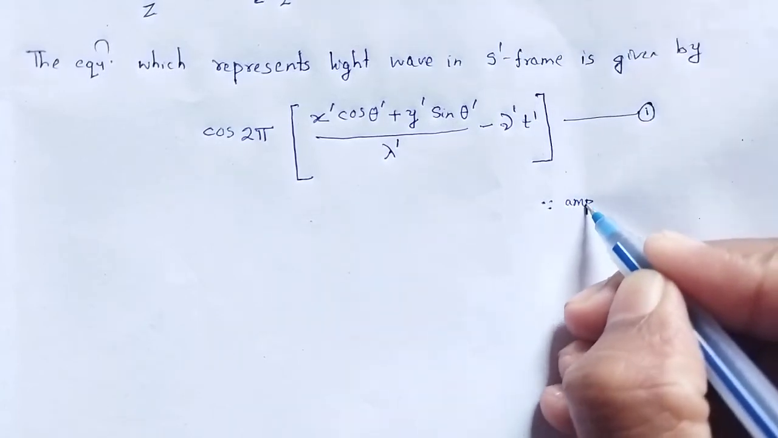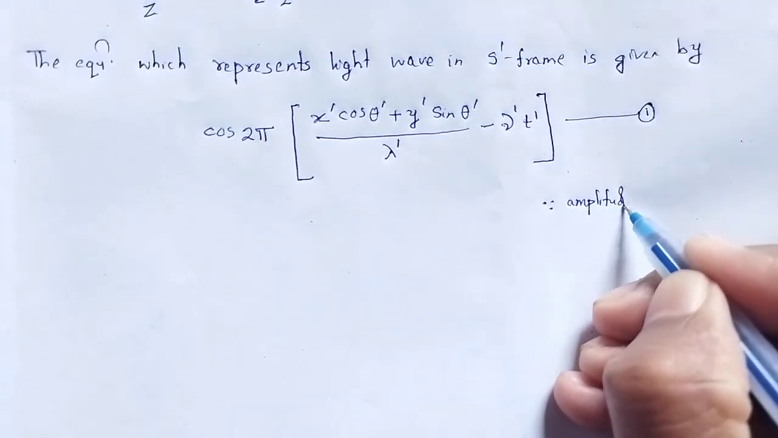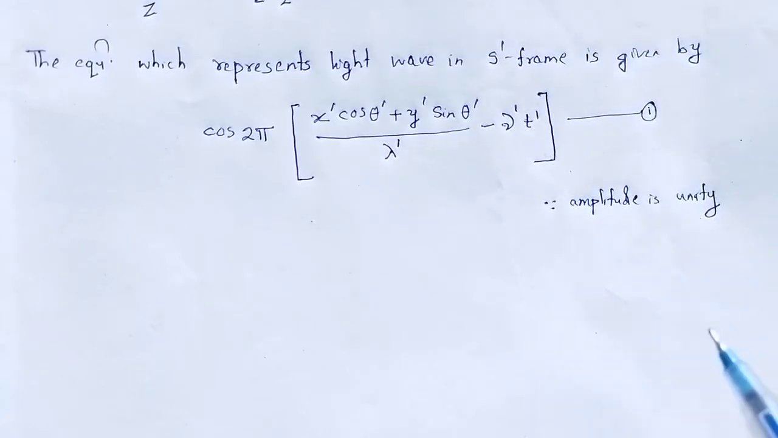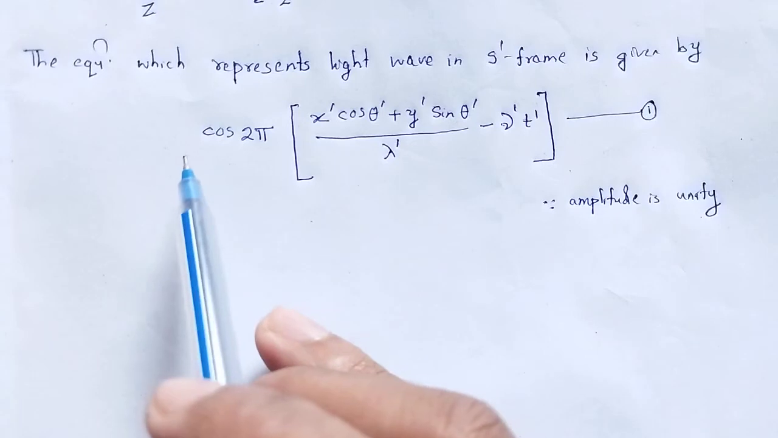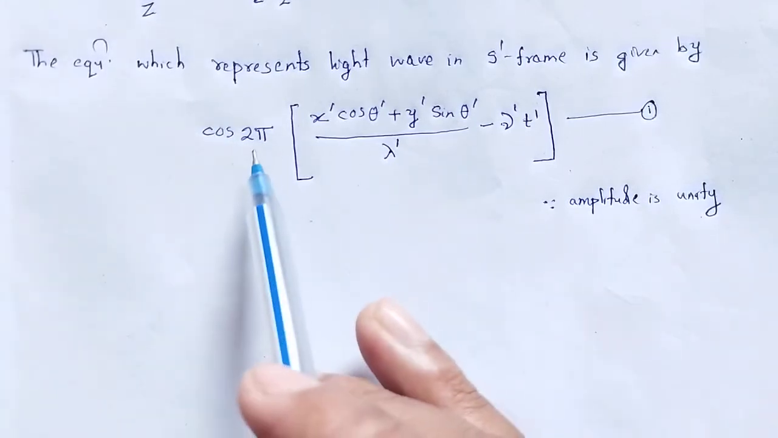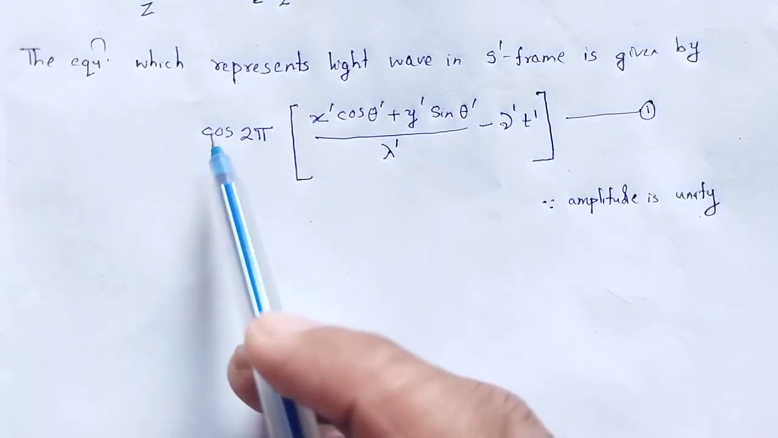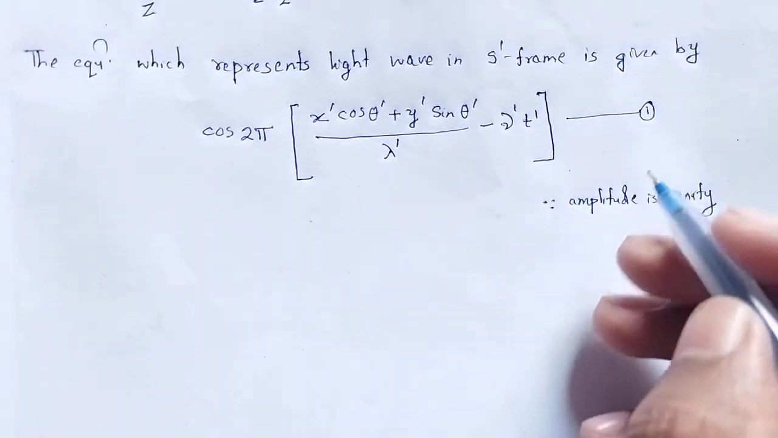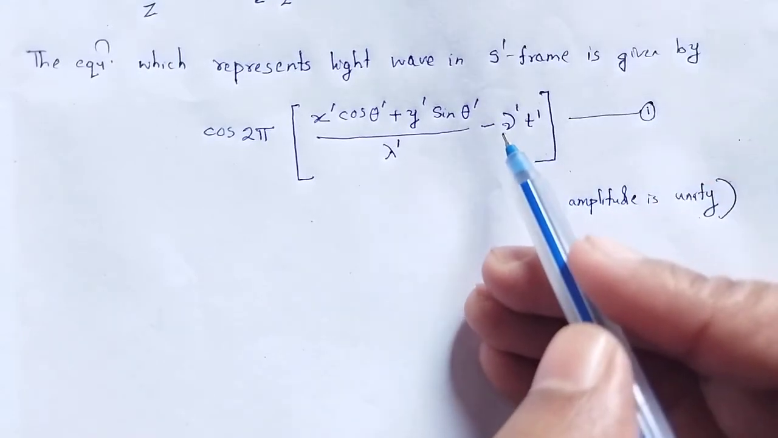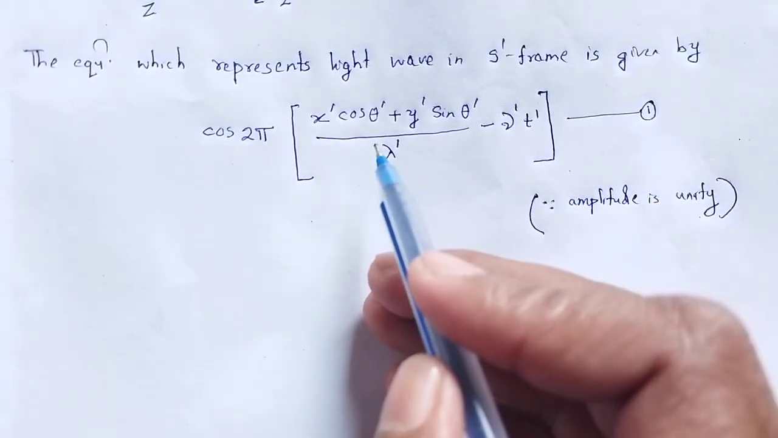Here the amplitude is unity. Since it is a wave, there would be some amplitude times the cos term, but here the amplitude is unity, so only the cos term exists, and nu is the frequency, lambda is the wavelength.